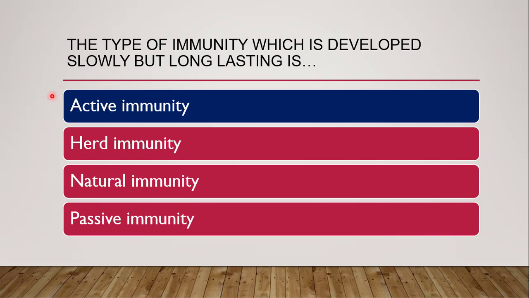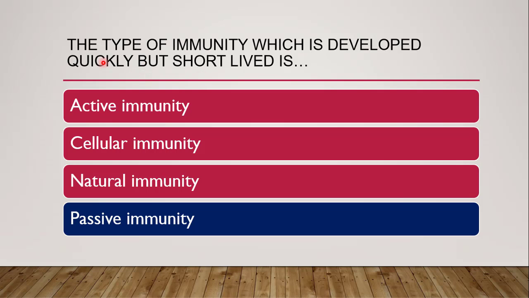Passive immunity is quickly developed, like from mother to the fetus. It is in case of natural, and in case of artificial, the antibodies are injected through antisera, etc. So the passive immunity is quickly developed but it is for a shorter period.